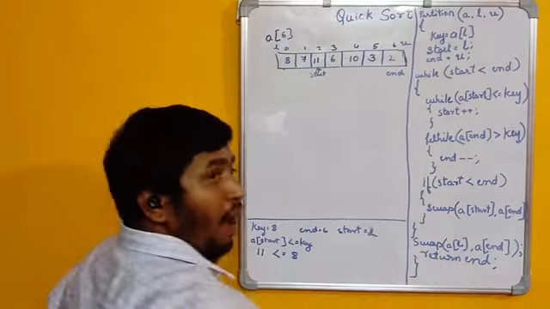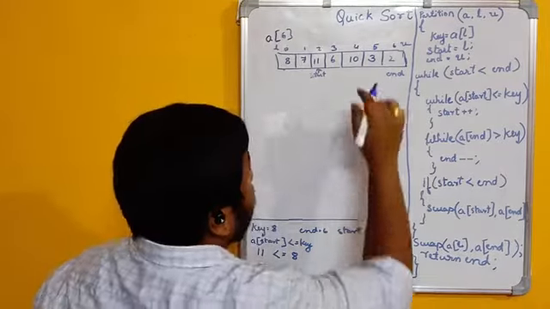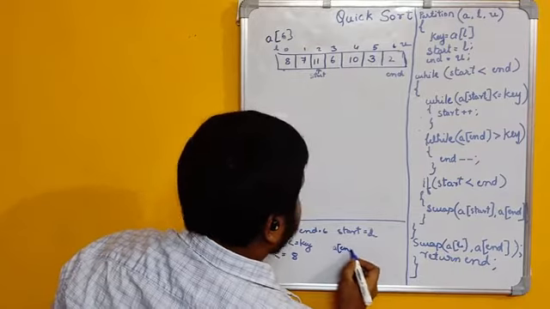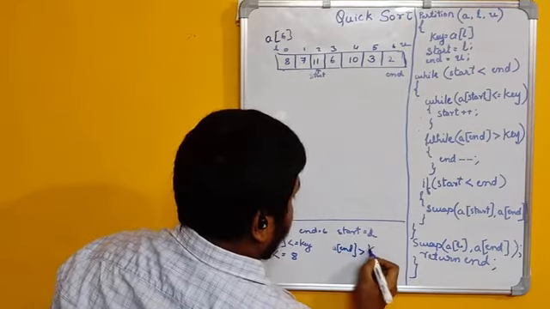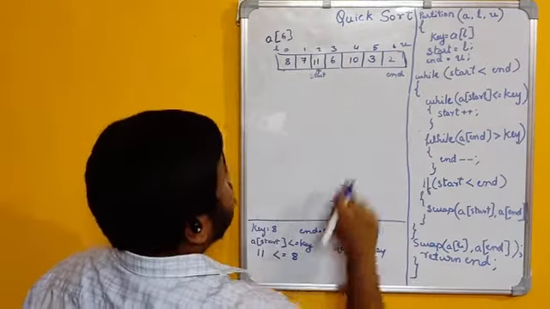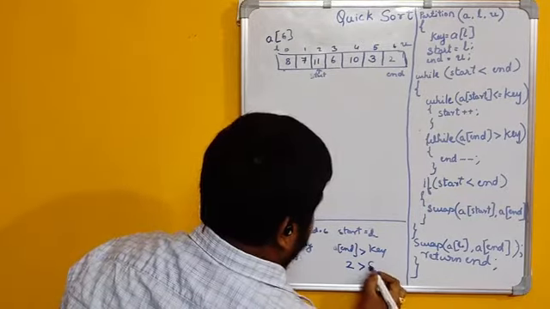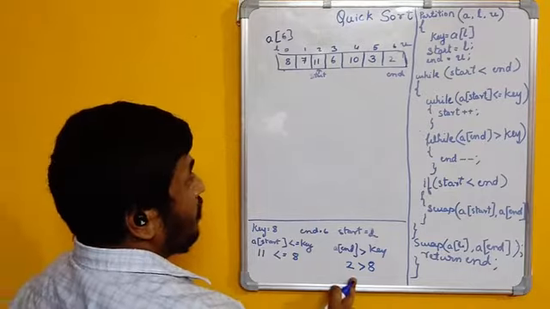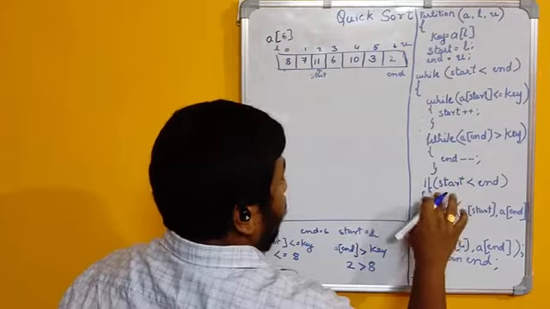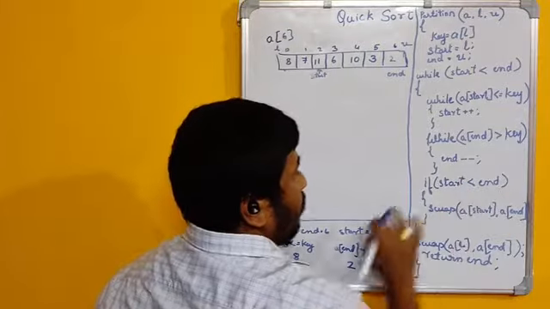So we have to come out of the while loop. And again we have to check whether A of end is greater than key. End value is 6, so A of 6 is 2. Is 2 greater than key? Key is 8. The condition is false. So this while loop will not execute because the condition failed. Now we have to come to this statement.